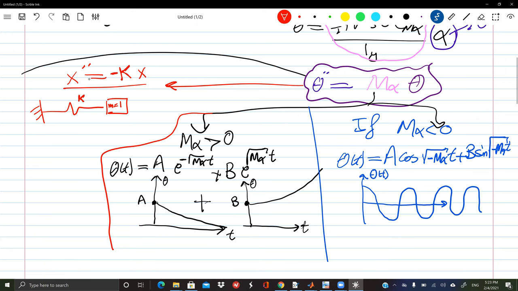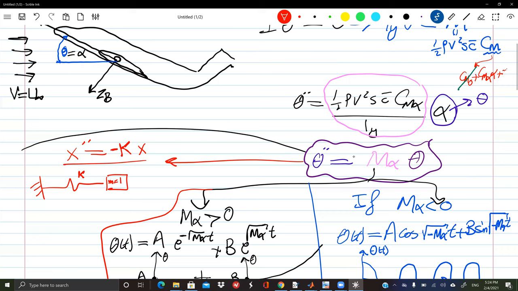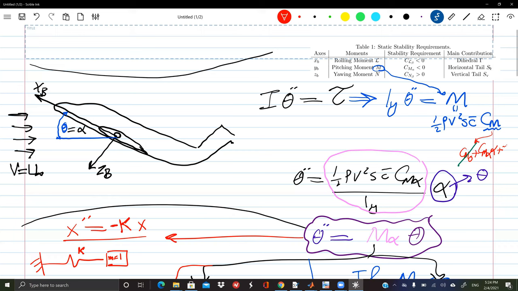Why? Because my airplane in flight or in the wind tunnel can be described by a mass spring system. And what represents my spring? What is my k? My k is actually M alpha. So the fact that I have a negative CM alpha, which comes from the horizontal tail, once you have a strong enough horizontal tail, this gives you a spring action. And it is indeed called like this. It is called pitch stiffness. This CM alpha is called pitch stiffness, pitch spring. So having a horizontal tail like this is exactly equivalent to having a torsional spring with its constant k equal to M alpha.